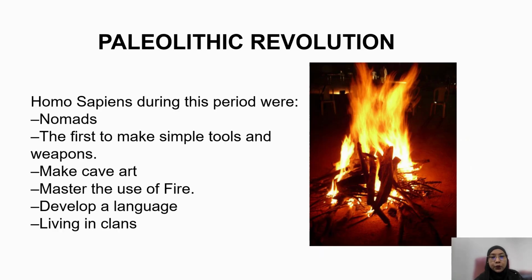Homo sapiens during this period were nomads. Nomads means they shifted from one location to another to get food. They were the first to make simple tools and weapons, which means they used big stones, and made cave art. They lived in caves, and used stone to do some drawing or painting. They mastered the use of fire by scratching two stones together to create fire. They also developed language during that time and lived in clans.